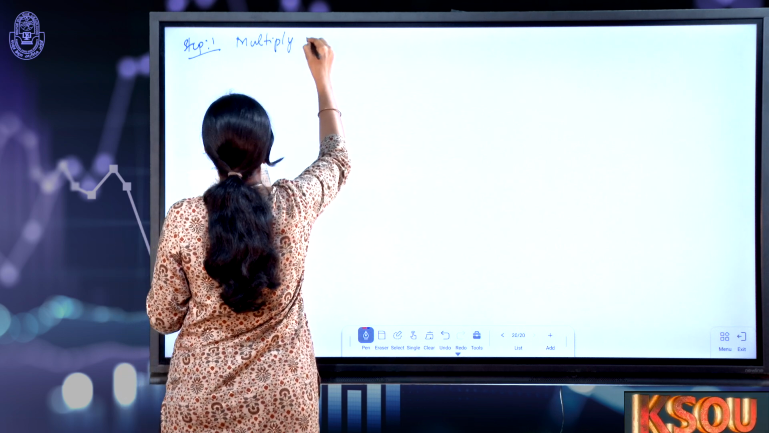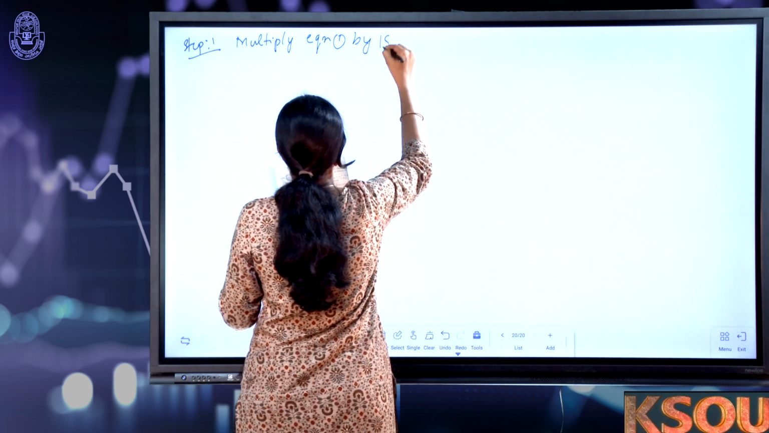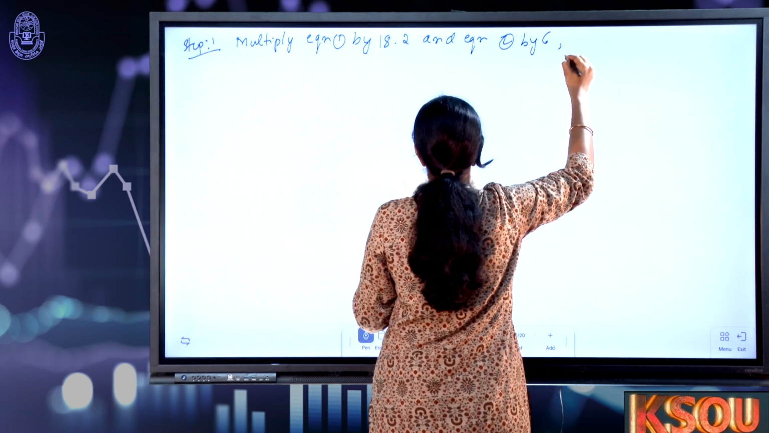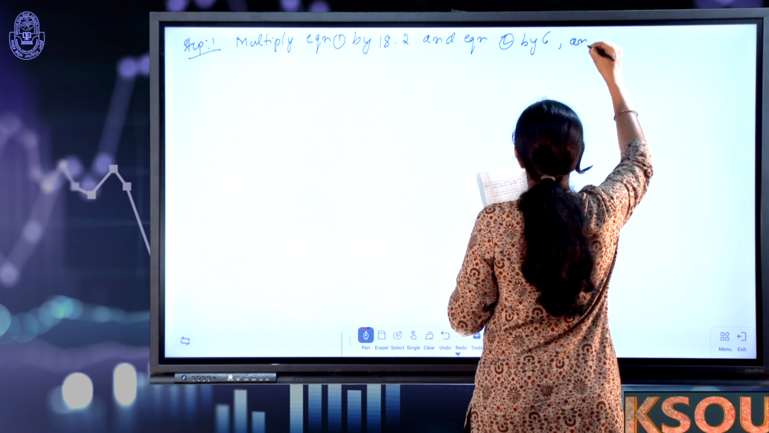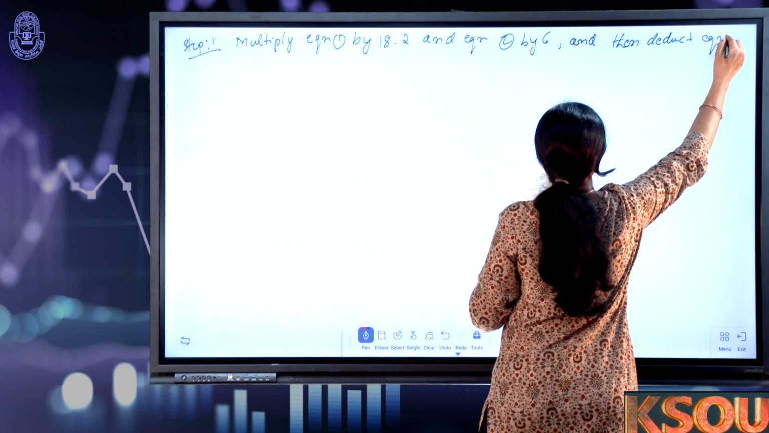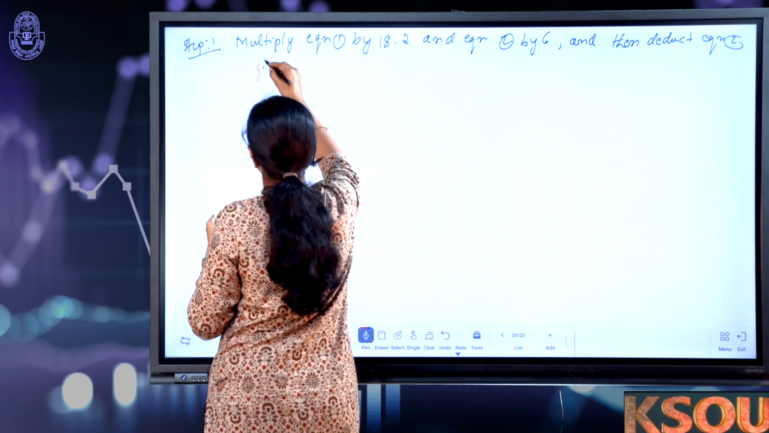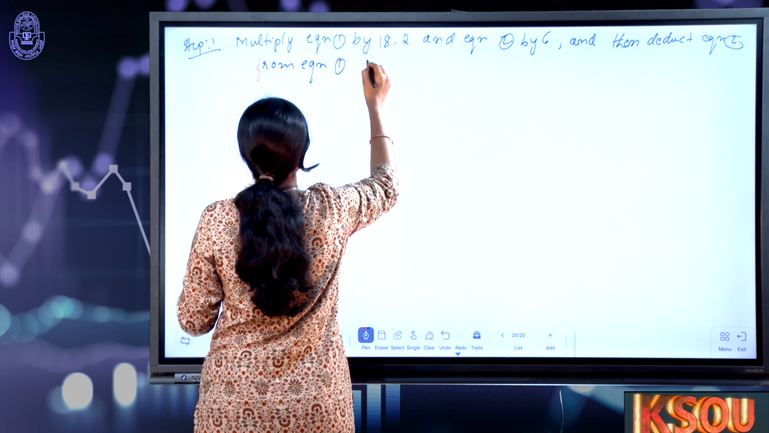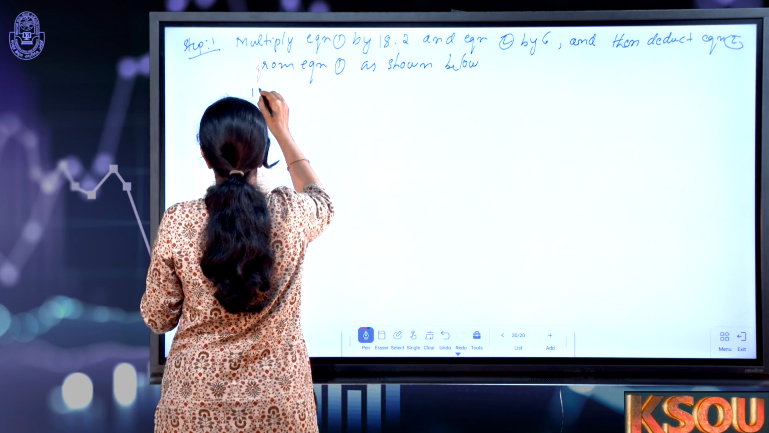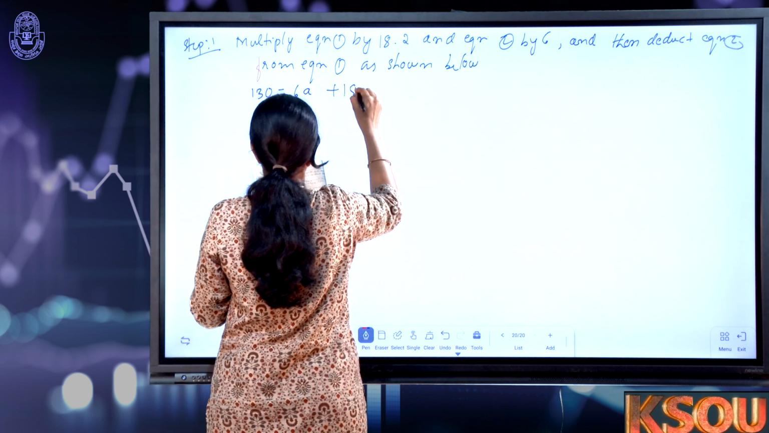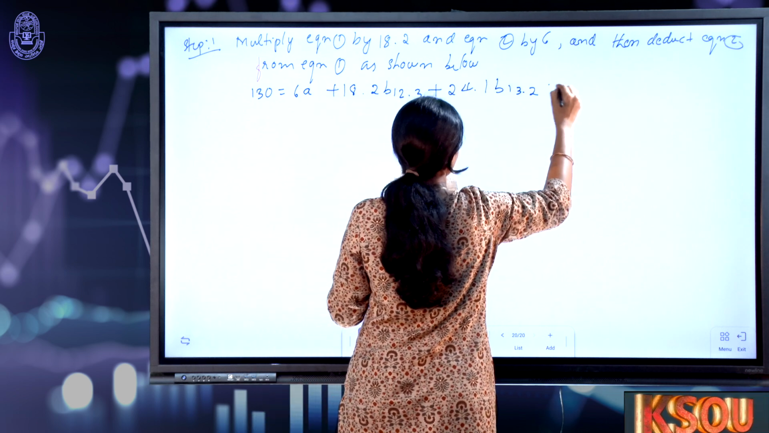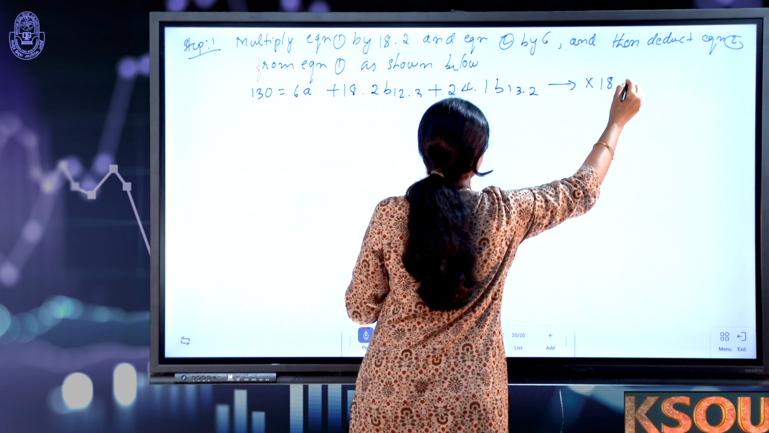So multiply equation 1 by 18.2 and equation 2 by 6, and then you will have to deduct equation 2 from equation 1. As shown below, we are going to solve it now. Take 130 equals 6a plus 18.2 b12.3 plus 24.1 b13.2. You can multiply this by 18.2.